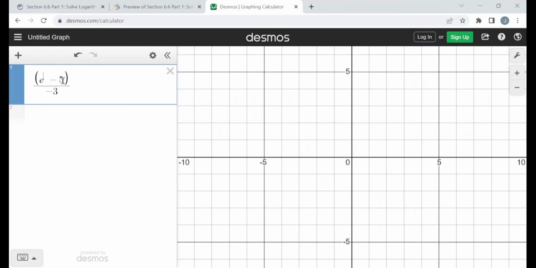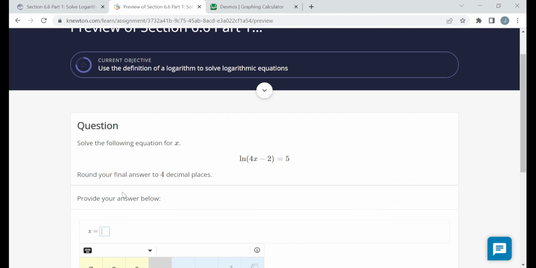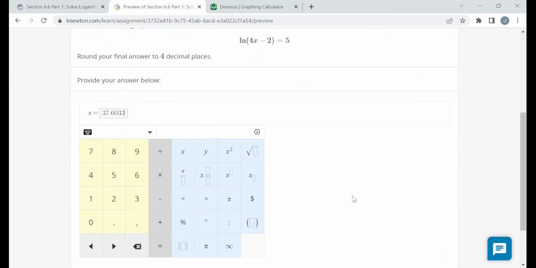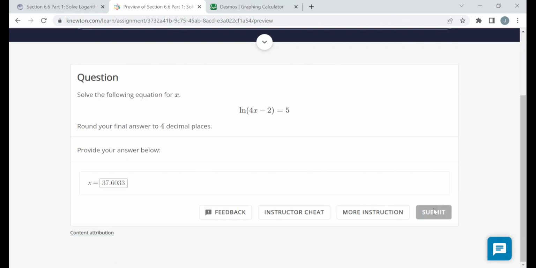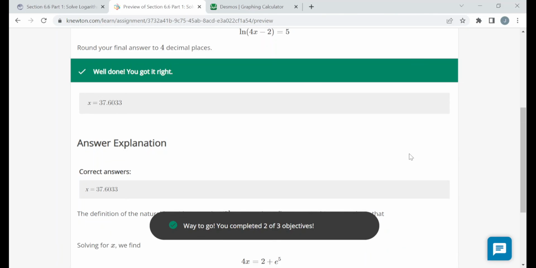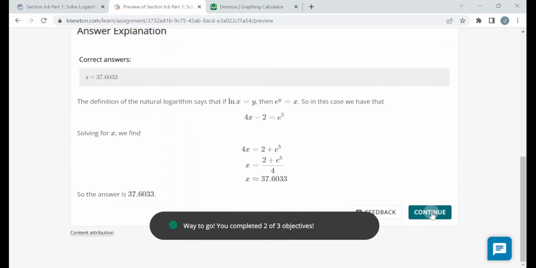Alright, so here, going back to the calculator, e to the 5th plus 2, all divided by 4, and then rounding to 4 decimal places. 37.6033. Right, it's 2/8, so round to 3. 37.6033. And there we go. That should be good. Great.